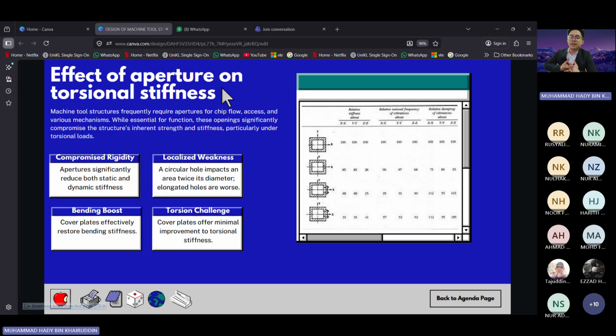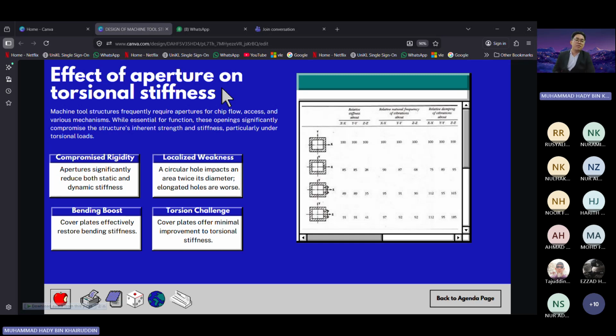Next, we go to the effect of apertures on torsional stiffness. We need holes for chip flow, access for maintenance, and space for internal gears. However, there are massive stiffness penalties for these openings. While they are essential for function, they significantly compromise the structural inherent strength, especially when the machine starts to twist under torsional load.